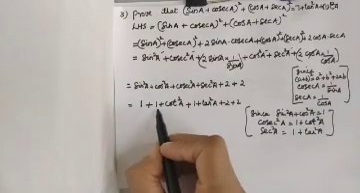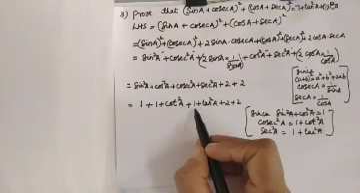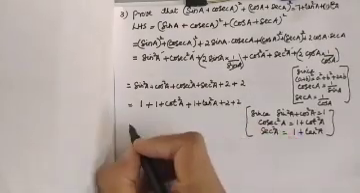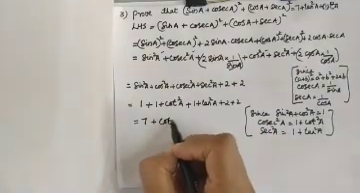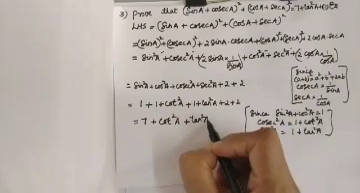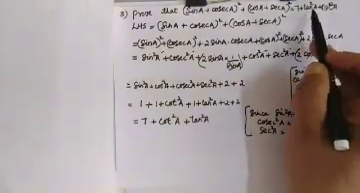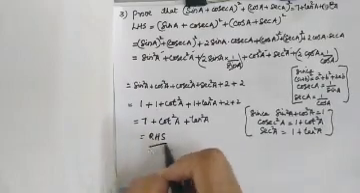Now add the numbers 1 plus 1 plus 1 plus 2 plus 2. 1 plus 1, 2. 2 plus 1, 3. 3 plus 2, 5. 5 plus 2, 7 plus, now what is remaining? Cot squared A plus tan squared A. That is the right hand side. 7 plus cot squared A plus tan squared A. That is the right hand side.